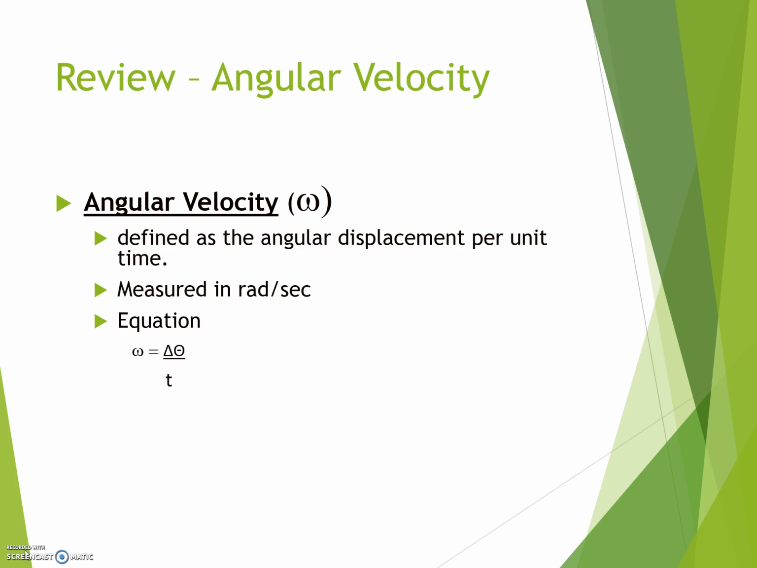When we calculate angular velocity, we would take the angular displacement, and that would be in terms of radians. So if we're given it in terms of revolutions, we'll need to convert that to degrees and then to radians, divided by time, since angular velocity is a rate.